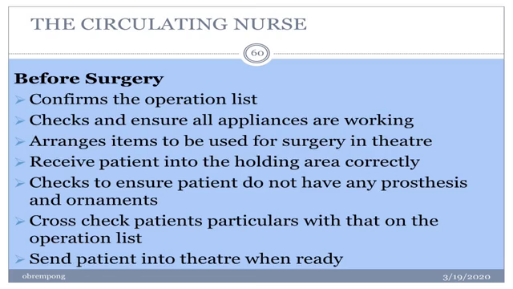Before the procedure, it is the responsibility of the circulating nurse to confirm the operation list: who is coming first, who is coming second, what procedures are supposed to be done at which point in time. Check and ensure all appliances are working. Arrange items to be used for surgery in the theater. So it is they that make sure that everything is in accordance. They are making sure that everything needed for the procedure is rightly made available.